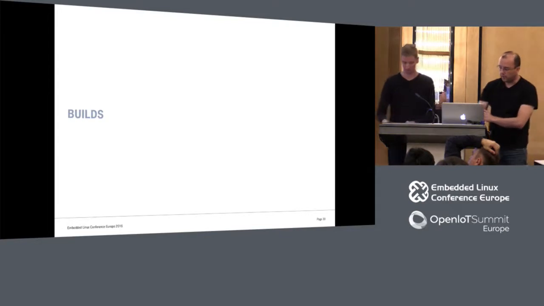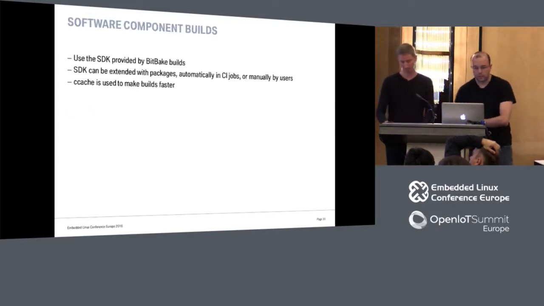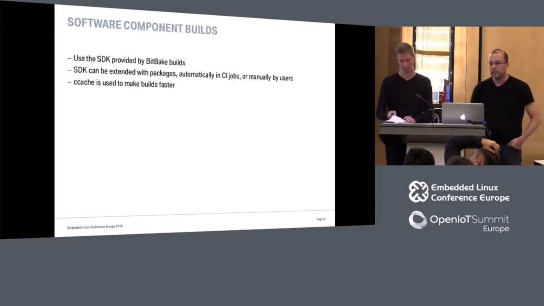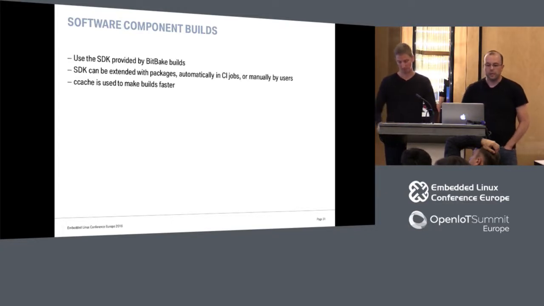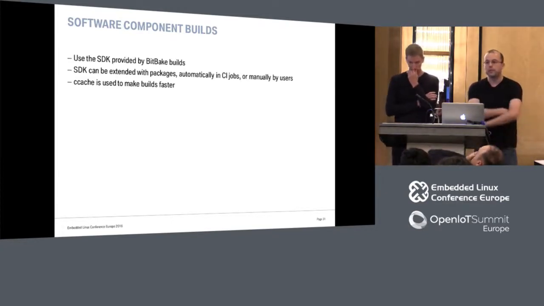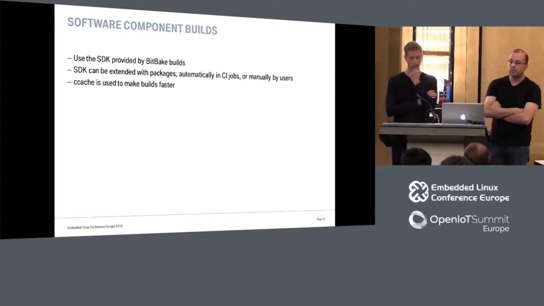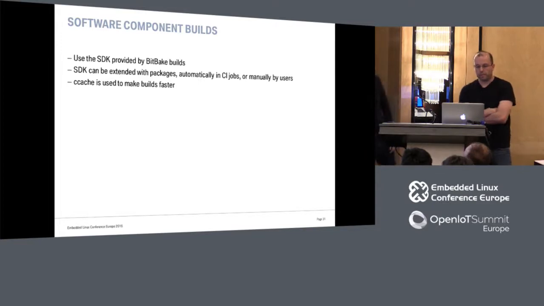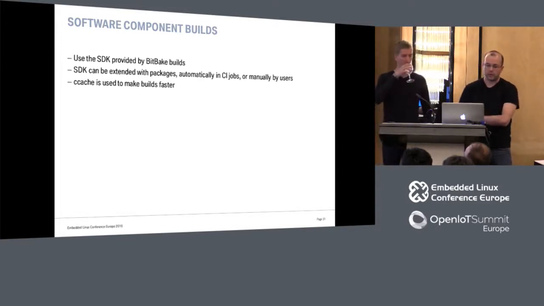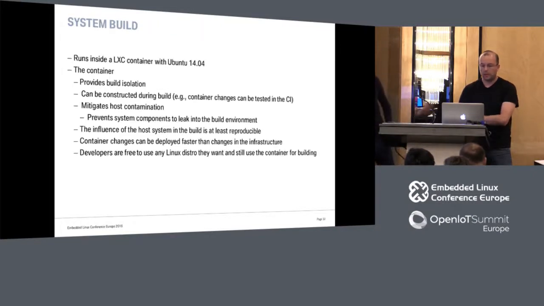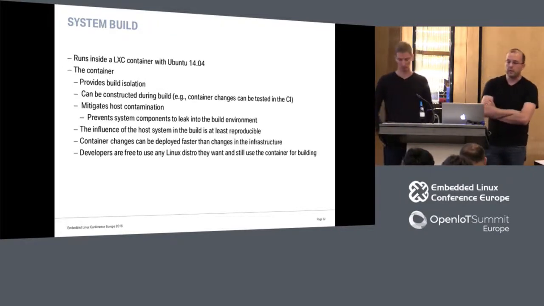So some details about the builds. For the software component builds, which are the simplest, we use SDK-based builds. So the SDK which is generated by the BitBake build is used to build the component software. As an optimization, we use SIGCache in this case. So the system build is the most complex and the longest one.